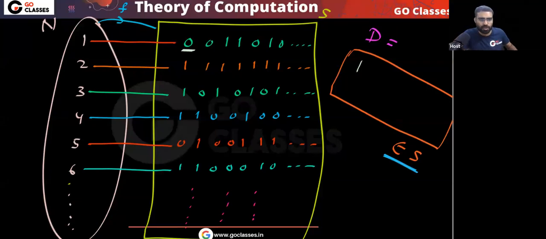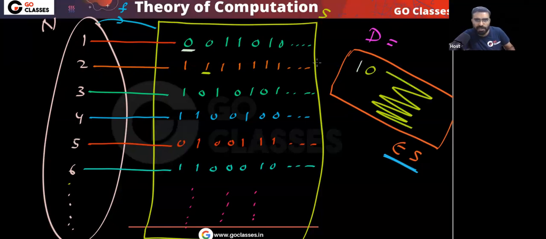Now what will be the second position in my string? For the second position, I will look at this mapping. Here you can notice this is 1, right? So in my string d, the second position will be 0. Whatever element d I create, it will be different from this string because of the second position.